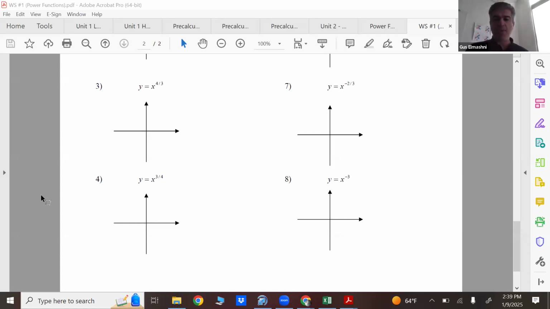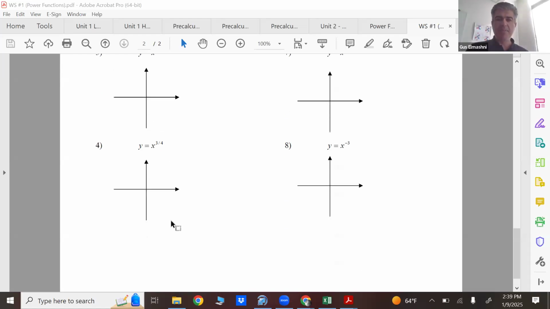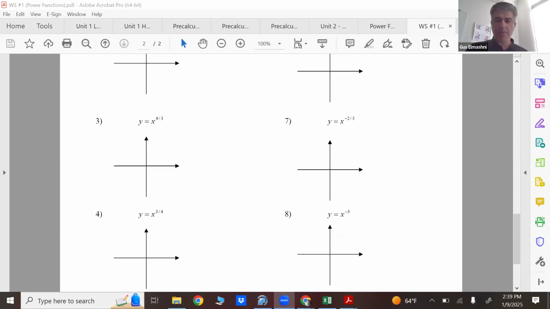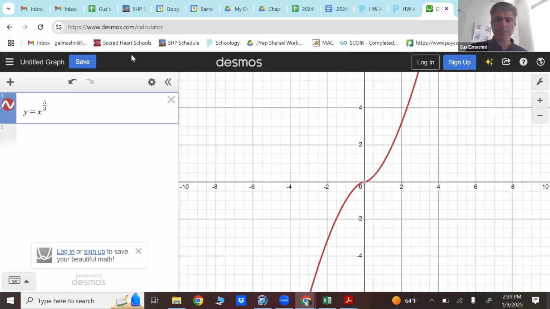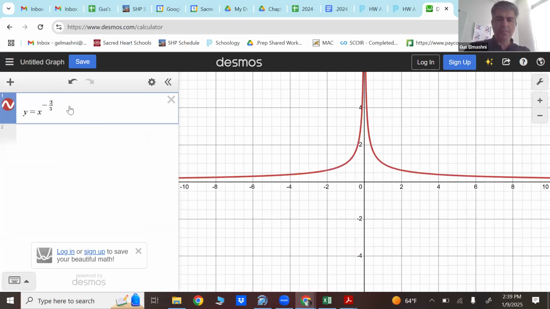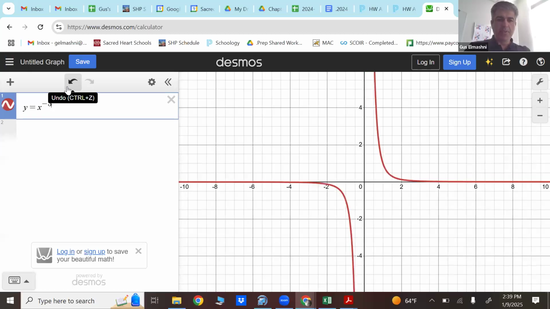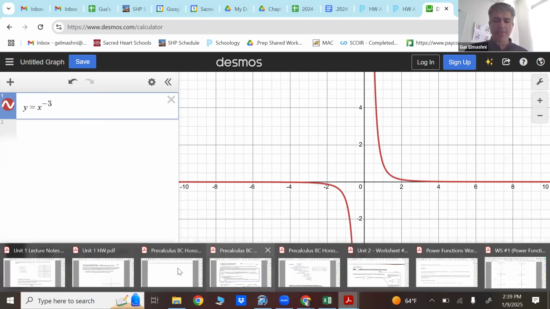Let me go back to finish off the notes, and then you guys, yeah, and just to go back to Desmos to verify. So if I did negative 2/3, yeah, see, I get that. Or if I put negative 3/4, but if it is just negative 3. So, all right, let's go back to notes.